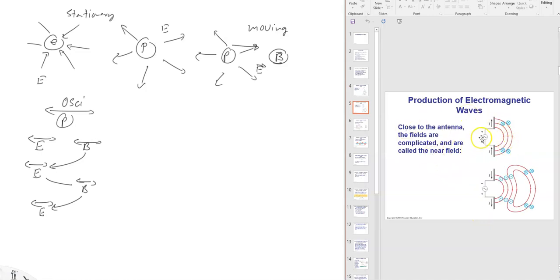So what do we do? Instead of a regular DC battery, you put an AC generator. So that creates back and forth current, right? Back and forth voltage. So the electric field is going back and forth, the magnetic field is going back and forth, and they're going to be perpendicular to each other. So near the generator you will have electromagnetic radiation produced by the antenna.